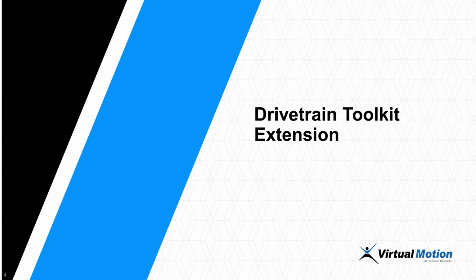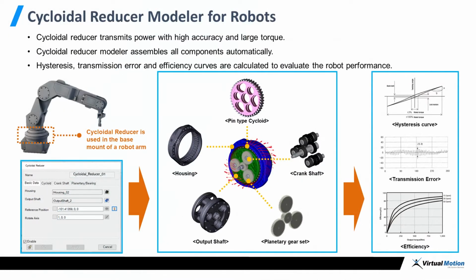Now I'd like to talk about the new development items of DriveTrain. The first one is the Cycloidal reducer modeler. Cycloidal reducer is well known as RV reducer. The Cycloidal reducer modeler consists of pin-type cycloid, housing, crankshaft, planetary gear set, and output shaft. And this cycloidal reducer can be used in the base mount of a robot arm.